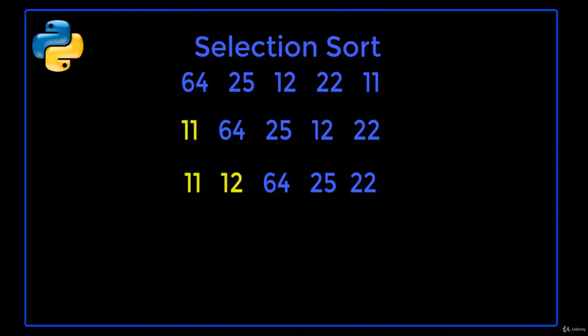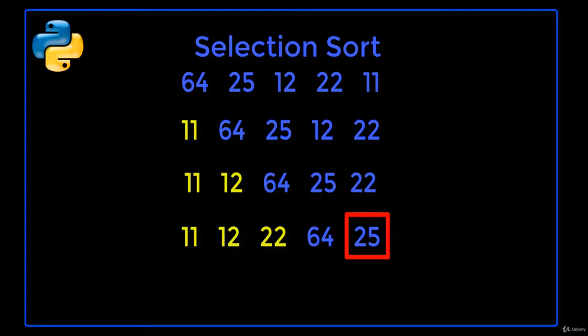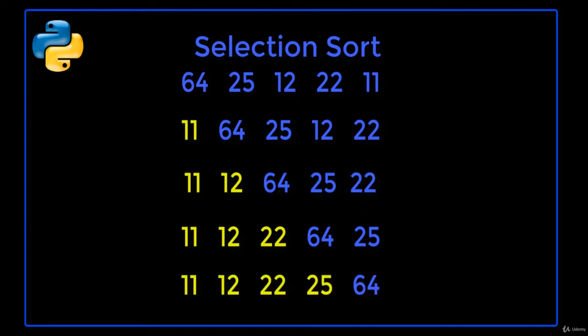Next, the algorithm will go through the unsorted part of the collection again and see that 22 is the next smallest element, so 22 will be moved to index 2, making it the third element in the collection. After going through the unsorted part of the collection again, the algorithm will find that 25 is the next smallest element and move it to index 3, the fourth position in the collection. At this point, the entire collection is in order. That is a conceptual example of how the selection sort algorithm works.